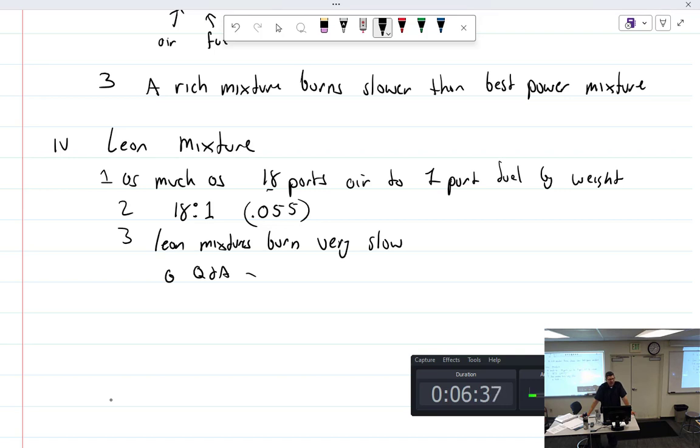No, that'd be rich, by the way. When the numbers get closer together, it's rich. 2 to 1 is very rich. So it'd be 20 to 1. Yeah, 100 to 1. Whoever said that was right the first time.